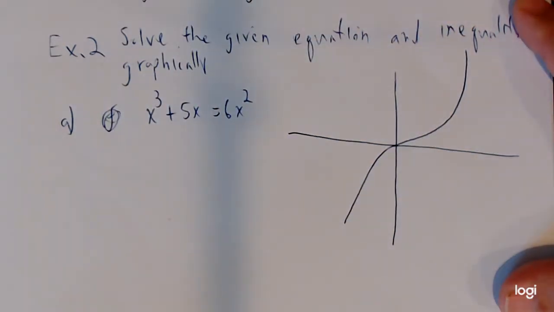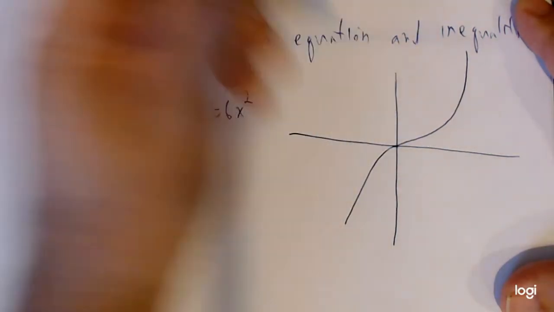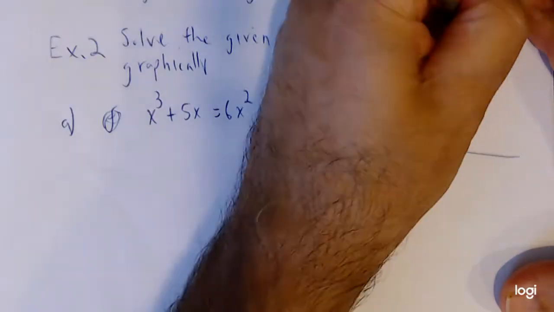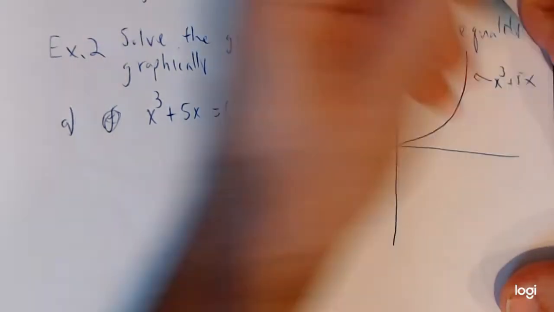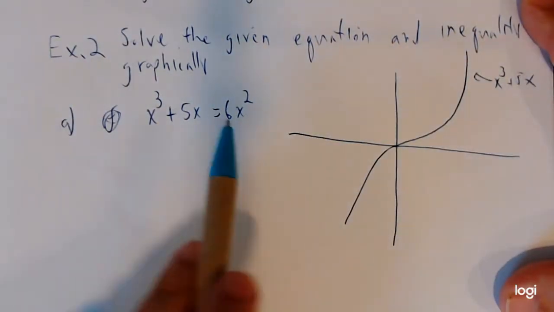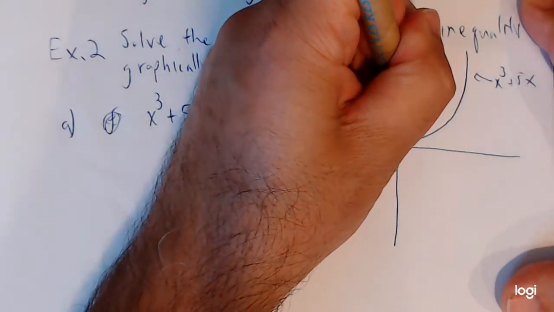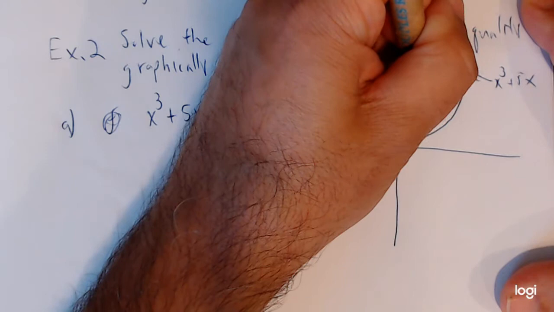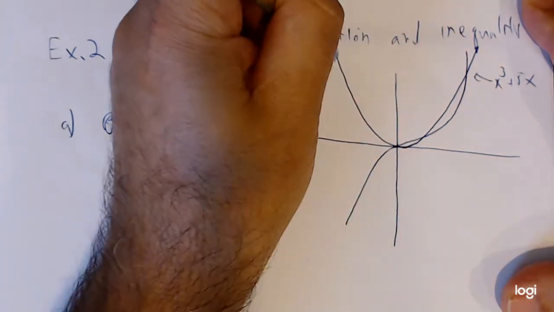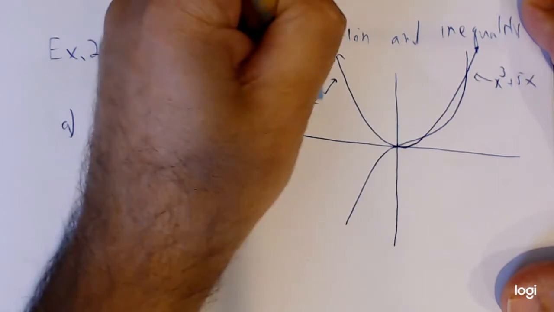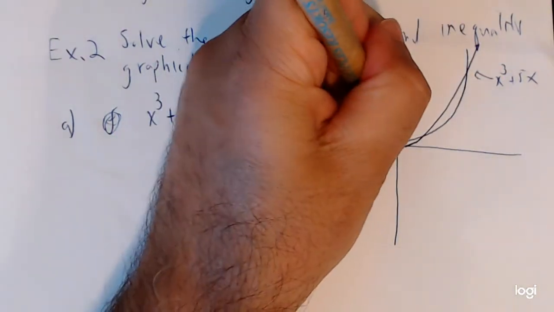Okay? Then the graph of 6x squared looks something like this. So this one is the x cubed plus 5x graph, and now I'm going to graph the 6x squared because I want to find out where these intersect, and it looks like this. So this one is the 6x squared. And if you look at it, these intersect in how many places? They actually intersect in 3 places.